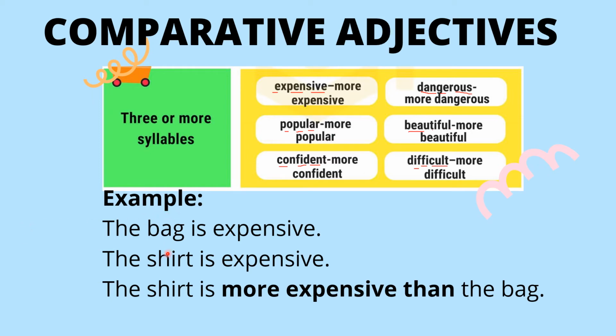Okay, now let's look at the example here. The bag is expensive. The shirt is expensive. And let's say if you want to compare the bag and the shirt, we look at the price, and we can say that the shirt is more expensive than the bag. Bila kita tengok harga, dua-dua mahal, tapi bila kita compare harga dia, baju tu lebih mahal. So, in English, we will say the shirt is more expensive than the bag. Baju itu lebih mahal daripada bag. So, we use more expensive than.